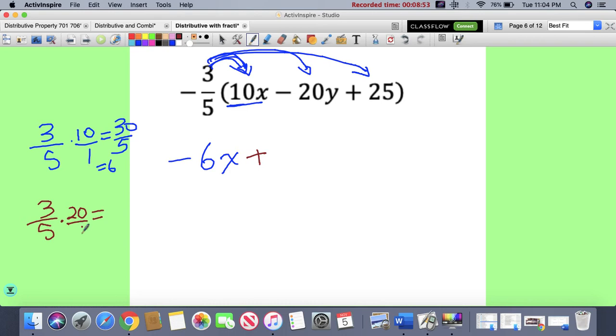Up to you. 3 times 20 is 60, and then I'm going to divide by 5. It's going to give me 12. So the second is going to be 12y.